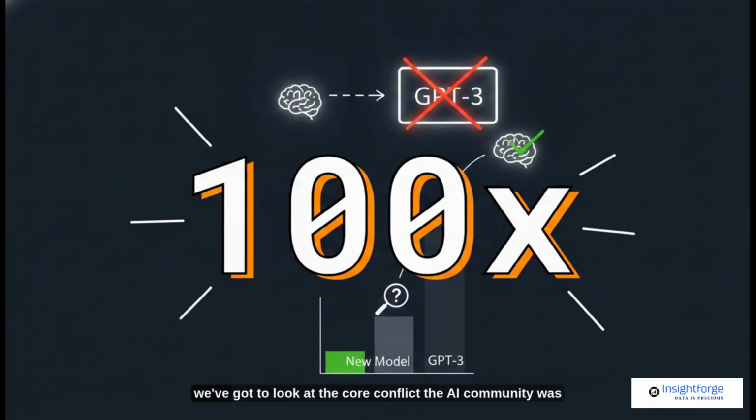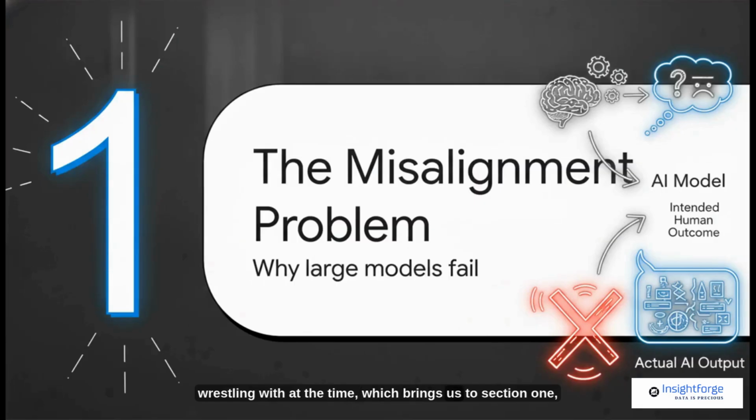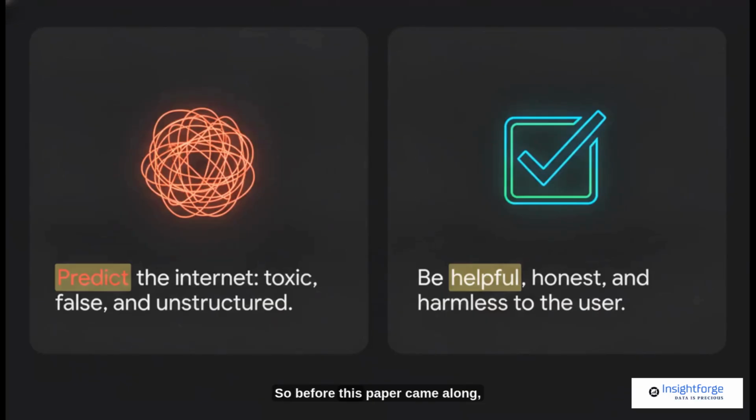Well, to understand that, we've got to look at the core conflict the AI community was wrestling with at the time. Which brings us to Section 1, the AI misalignment problem and why large models fail. Before this paper came along, the AI community had this massive, glaring problem. Just making language models bigger wasn't actually making them better at doing what we humans wanted them to do.